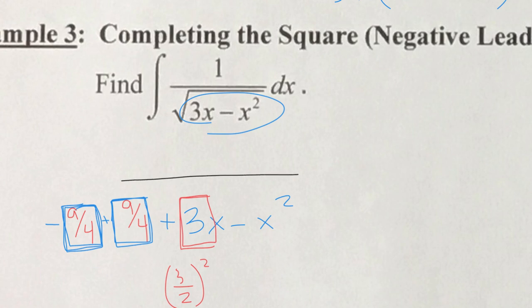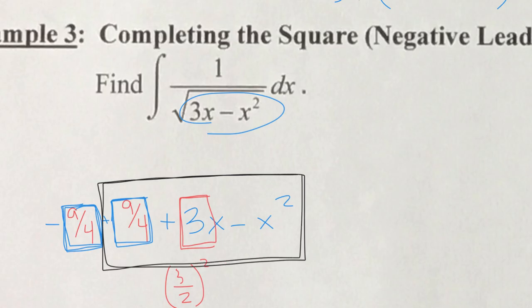So what do these 3 terms factor to become? They factor to become 3 halves minus x quantity squared. It's always the square root of your numerical term. Okay, so the square root of 9 fourths is once again 3 halves. It's this answer right here that we squared a moment ago. So 3 halves minus x quantity squared. And we also have a minus 9 fourths plus that.